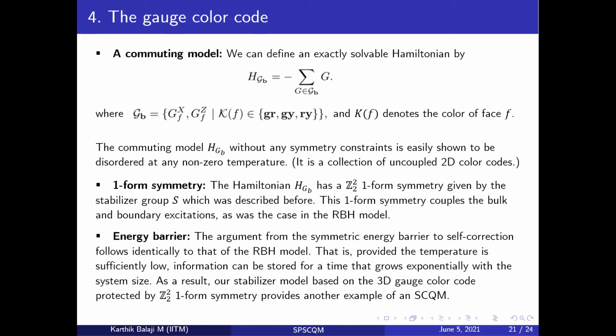Now the argument for the symmetric energy barrier to self-correction follows identically to that of the RBH model. That is, provided the temperature is sufficiently low, information can be stored for a time that grows exponentially with the system size. As a result, our stabilizer model, based on the 3D gauge color code, protected by Z_2^2 one-form symmetry, provides another example of a self-correcting quantum memory.